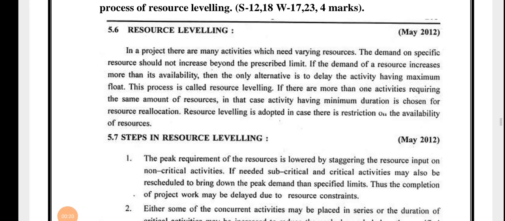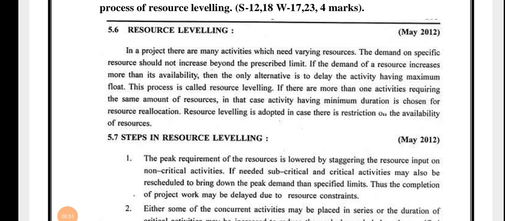Now we will discuss resource leveling. In a project, there are many activities which need varying resources. The demand on a specific resource should not increase beyond the prescribed limit. If the demand of a resource increases more than its availability, then the only alternative is to delay the activity having maximum float. This process is called resource leveling.